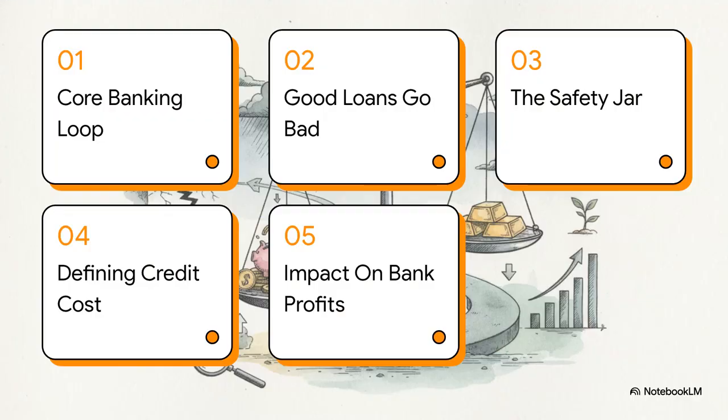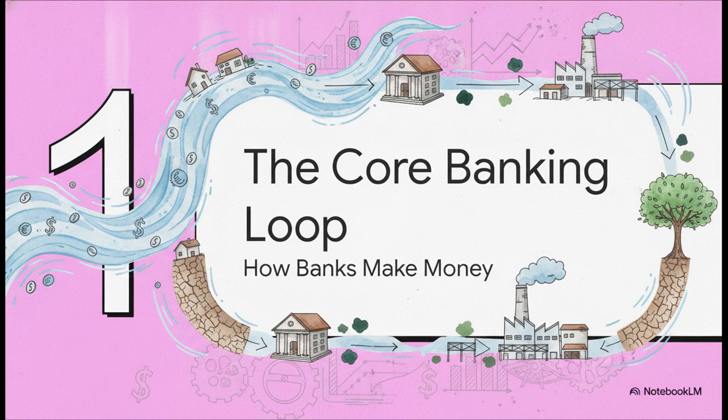To make this all crystal clear, we're taking a 5-step journey. First up, the core banking loop. Second, when good loans go bad. Third, the safety jar. Fourth, defining credit costs. And finally, its impact on bank profits. So, Section 1. The core banking loop, or how a bank actually makes its money.